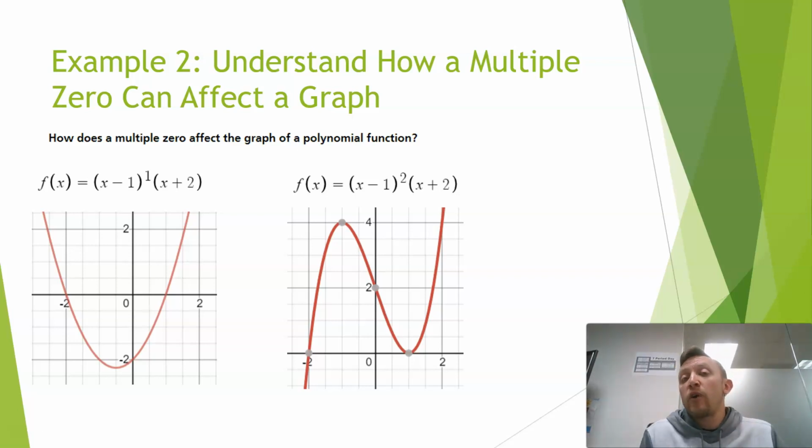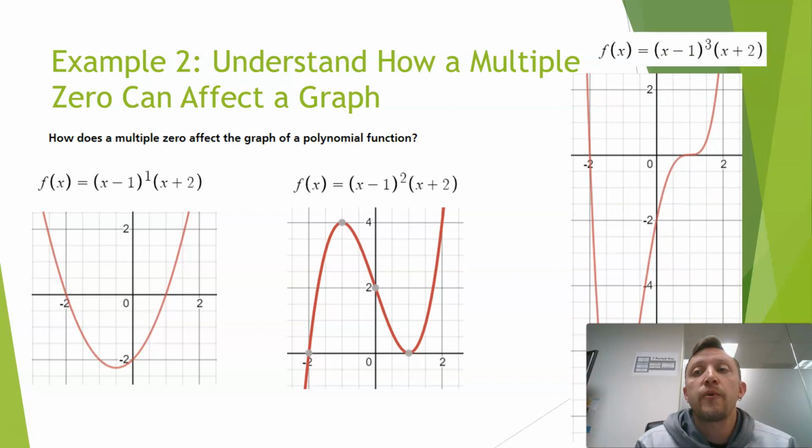Because if we wanted to write this out even further, we would say x minus 1 times x minus 1 times x plus 2 would be the factored form. And so we'd have two zeros in the same spot where x is 1. So the impact of that is it bounces off, it reflects, or it has a turning point at that 0 where x is 1.